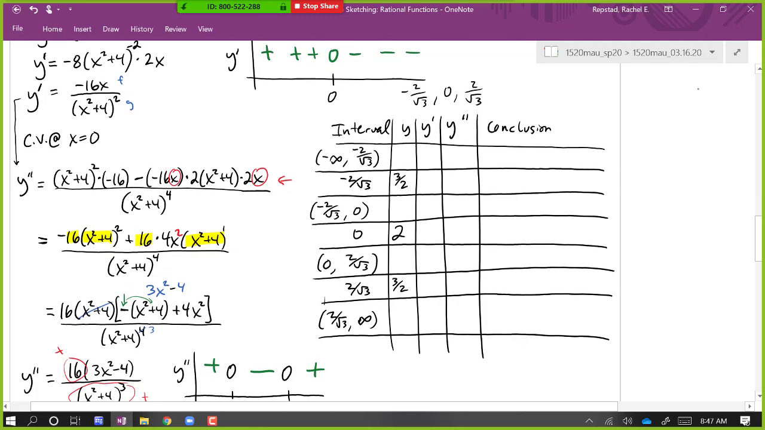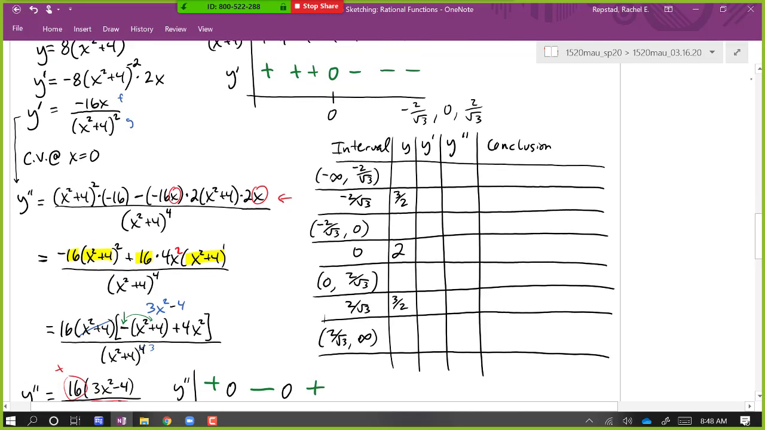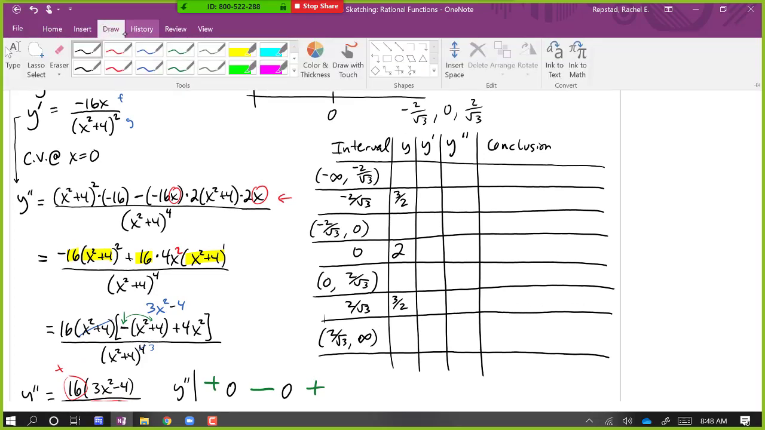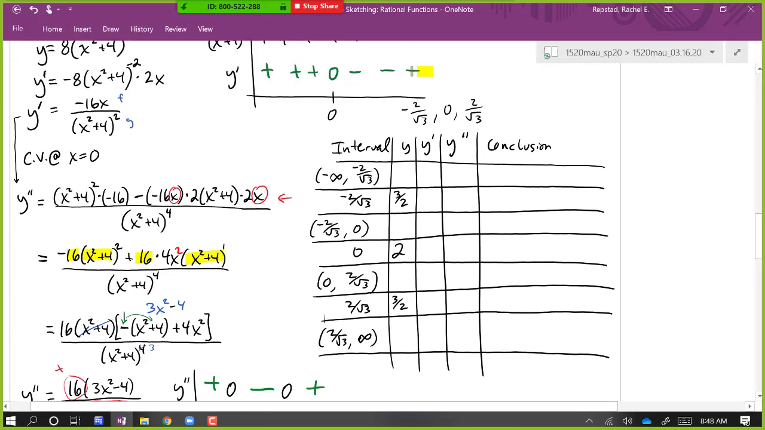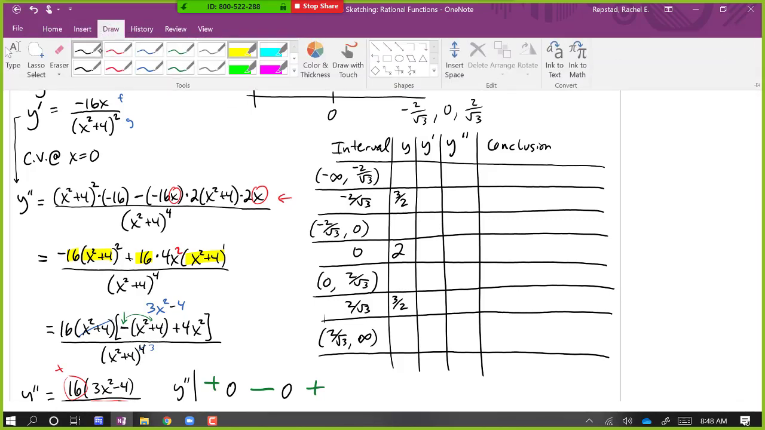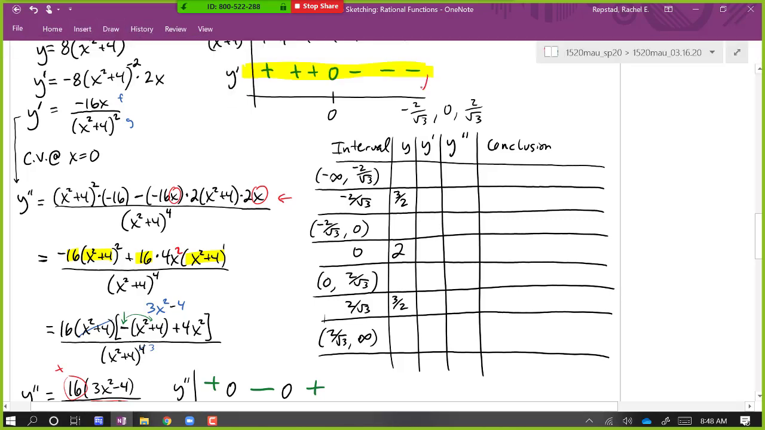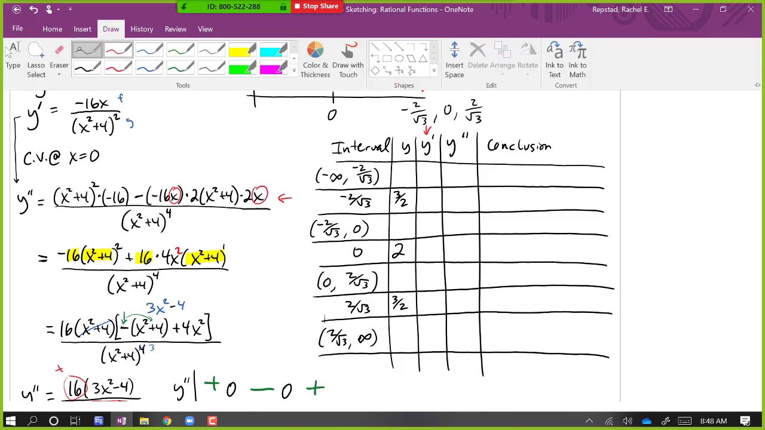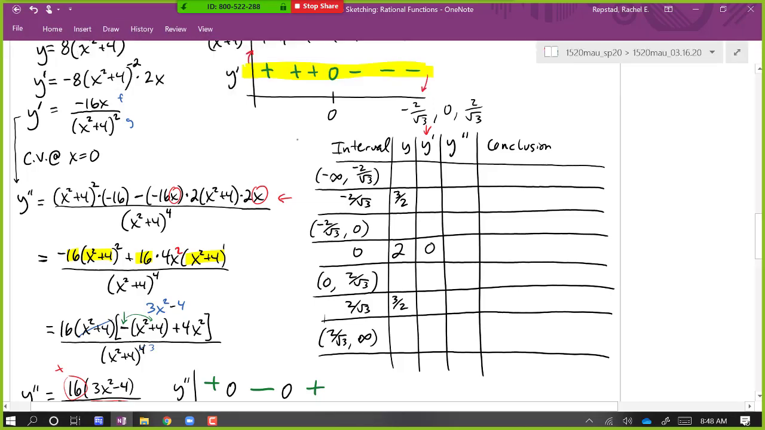Okay, that y prime row. We already made the sign chart. We're just going to take that, think about picking up that row, kind of rotating it 90 degrees and putting it right down in that y prime column. We know that it's 0 at 0, and for values less than 0, it's positive, and for values greater than 0, it's negative.